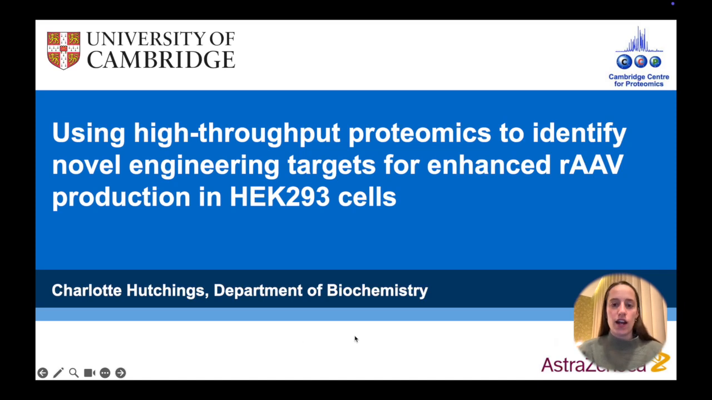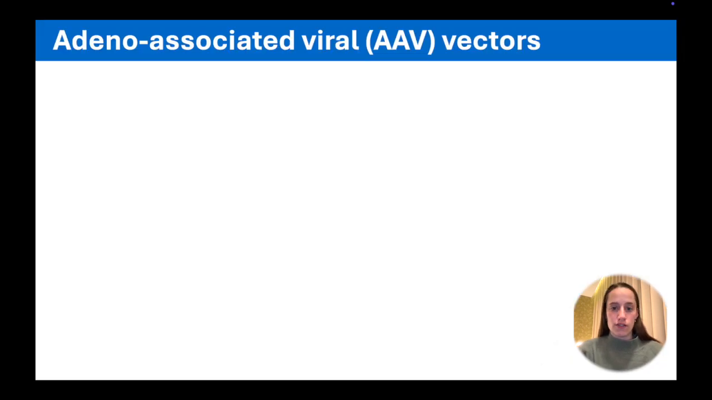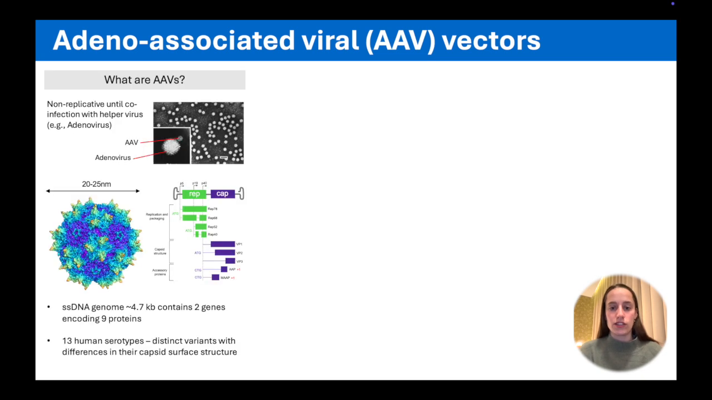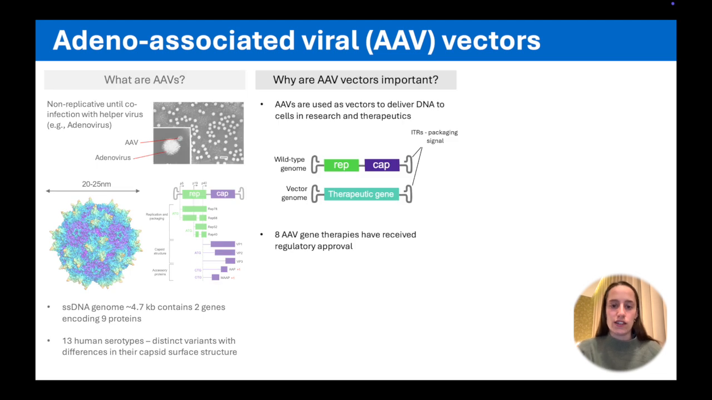Hi, I'm Charlotte, and I recently finished my PhD using proteomics to study the production of AAV vectors in HEK293 cells. AAVs are adeno-associated viruses, and they get their name from the fact that they rely on co-infection with another virus called an adenovirus. However, AAVs themselves are simple and non-pathogenic, with just a protein capsid and a single-stranded DNA genome.